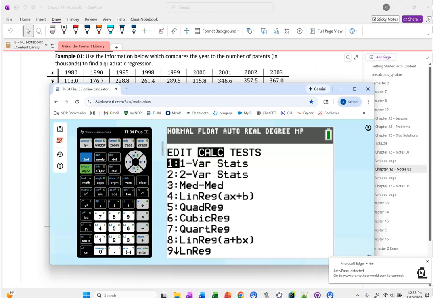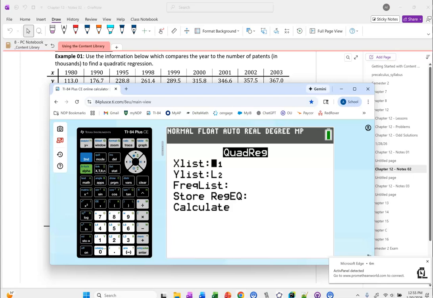And the command I'm looking for is quad reg. How did I know that I wanted quad reg? Because it says quadratic regression in the question. It told me which one to use. So make sure you're reading the question. Go down to 5. Now, wait, calculate.